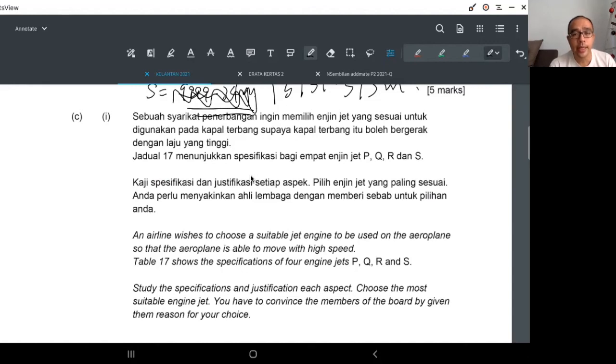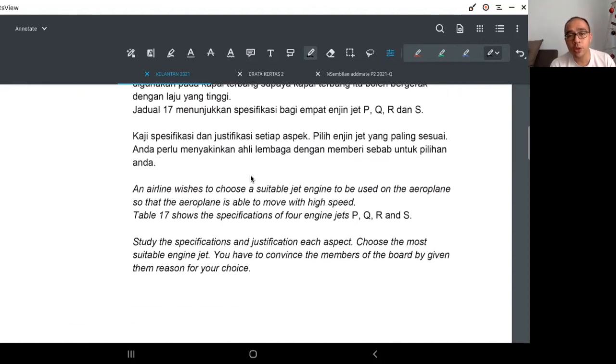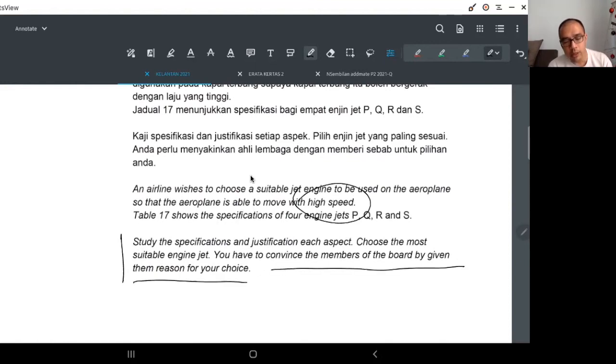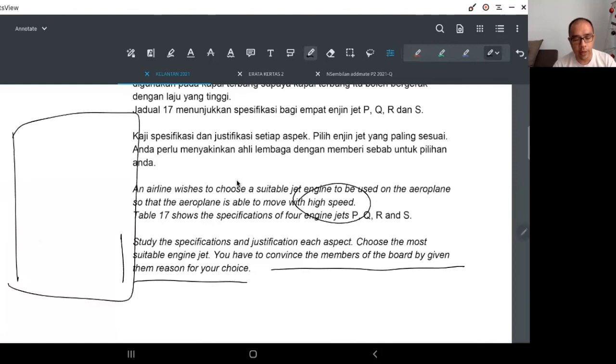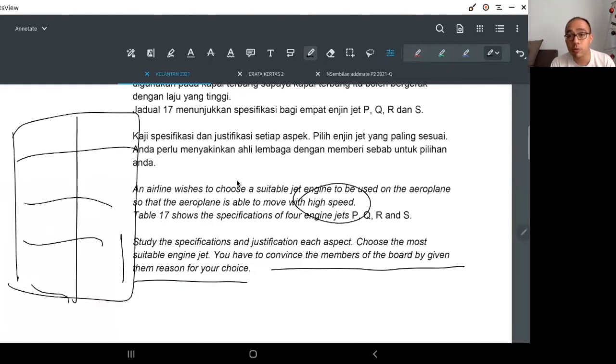All right. An airline wishes to choose a suitable jet engine to be used. Jet engine is a very common question when it comes to Chapter 2 in Form 4, also related to the rocket engine in a sense. We want the aeroplane to be able to move with high speed. So the same thing, study the specifications, choose the most suitable engine. You have to convince the members of the board by giving them the reason for your choice. All very normal stuff. Again, make the table and everything. 5 columns. These are all normal things.